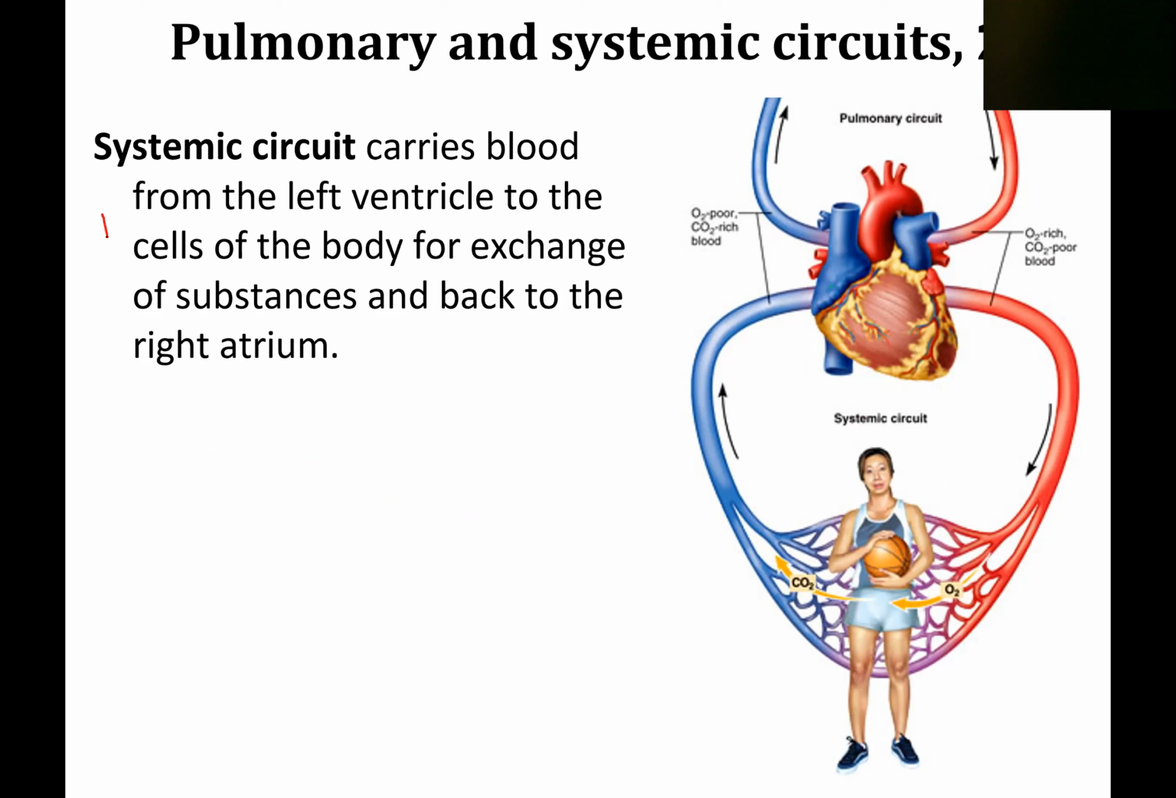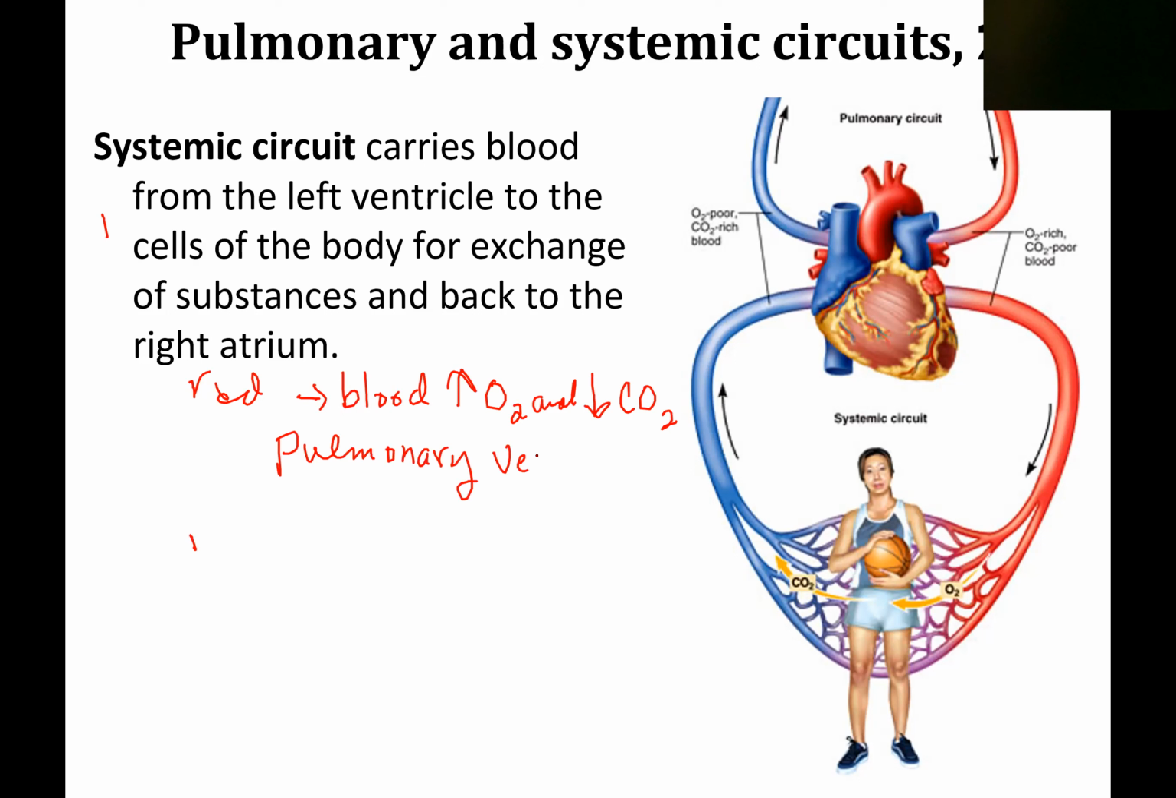Okay, let's start over again. Red, the blood is high in oxygen and low in carbon dioxide. This is carried by pulmonary veins and systemic arteries.